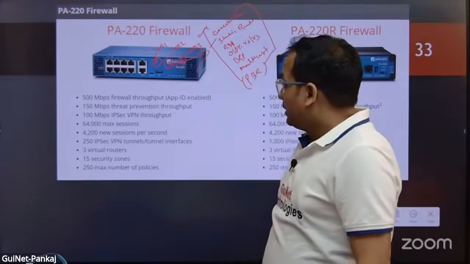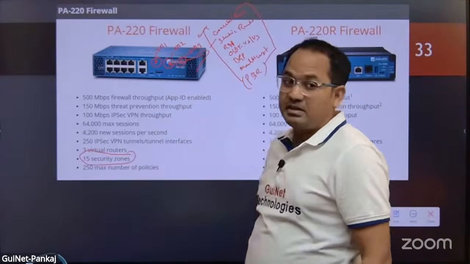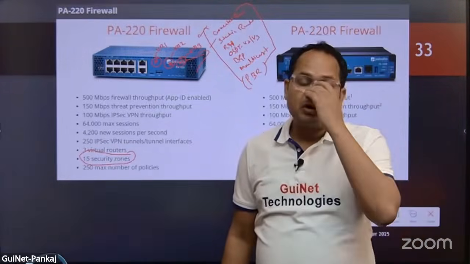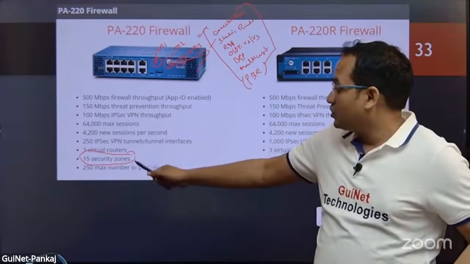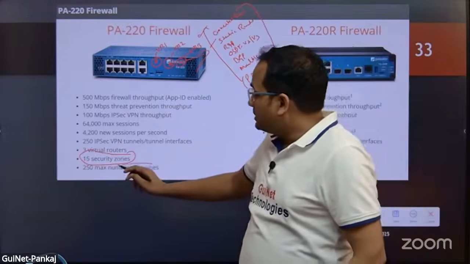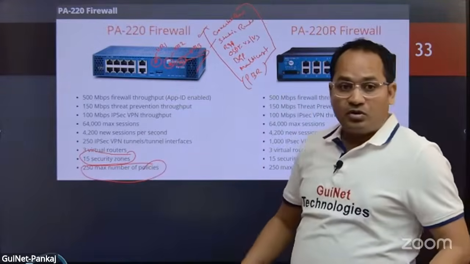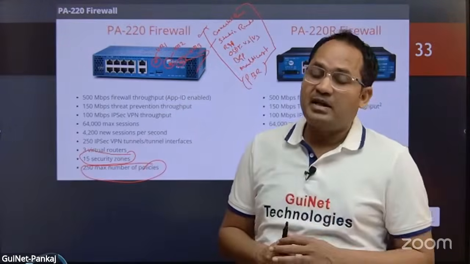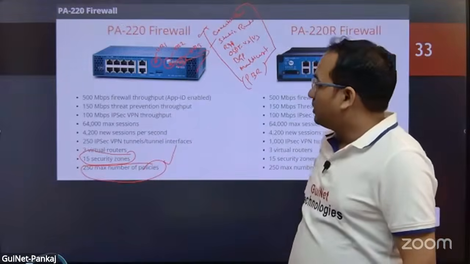Now, a maximum of 15 security zones you can create, which is a very limited number of zones, because in firewalls you need a lot of zones for different requirements. But you can create a maximum of 15 security zones and a maximum of 250 policies only. And what is a zone? I will explain what a zone is later on, but zone is a very important parameter in the Palo Alto Firewall, and a maximum of 250 policies can be configured as well.